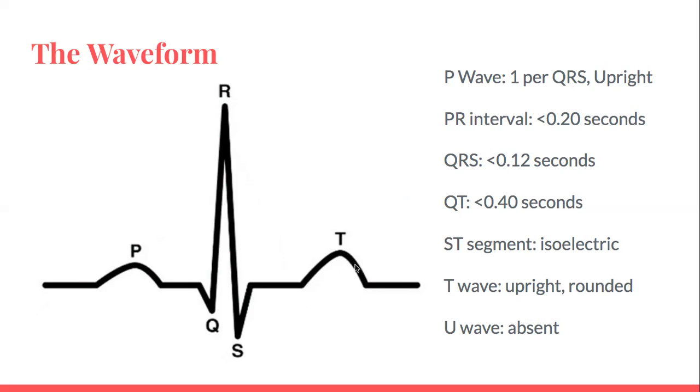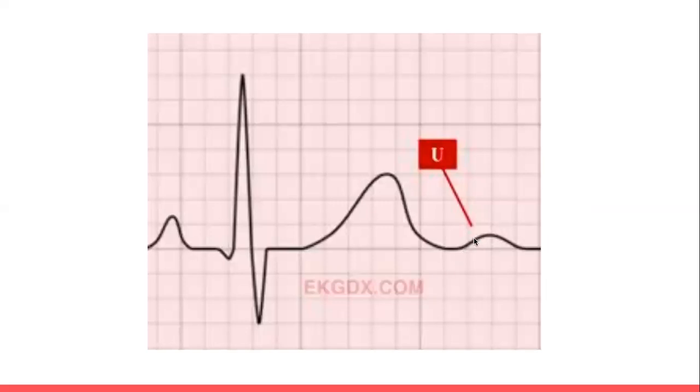We're also looking at the T wave to make sure it's upright and rounded, and we're making sure that there's no U wave. And on this next slide here, you can see what that U wave is. So it comes right after the T wave, and typically it's not something that we see. If we do see a U wave, it generally means that there's some type of electrolyte imbalance.